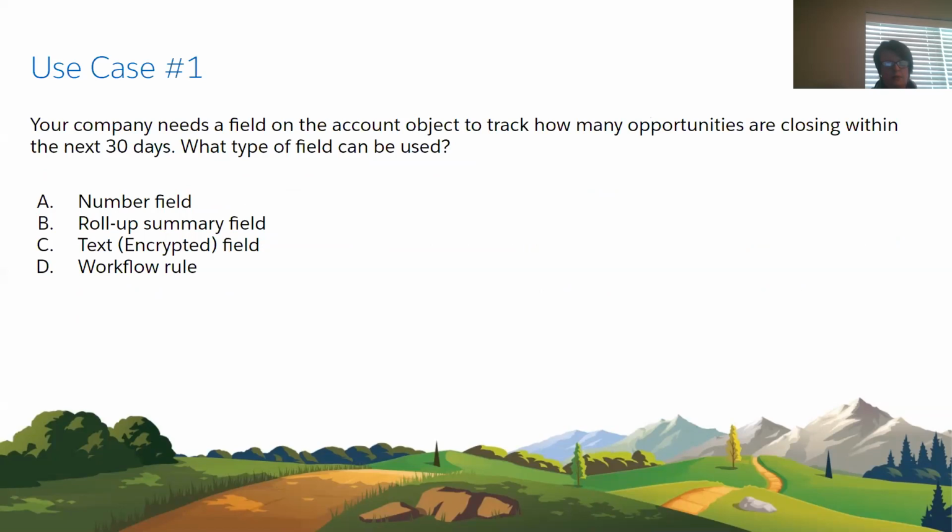Okay, so I've got a few use cases and mock exam questions. The first one is: your company needs a field on the account object to track how many opportunities are closing within the next 30 days. What type of field can be used? And this is one answer.